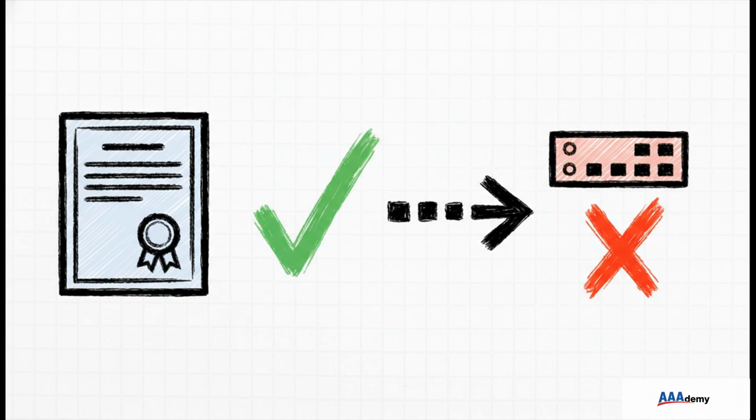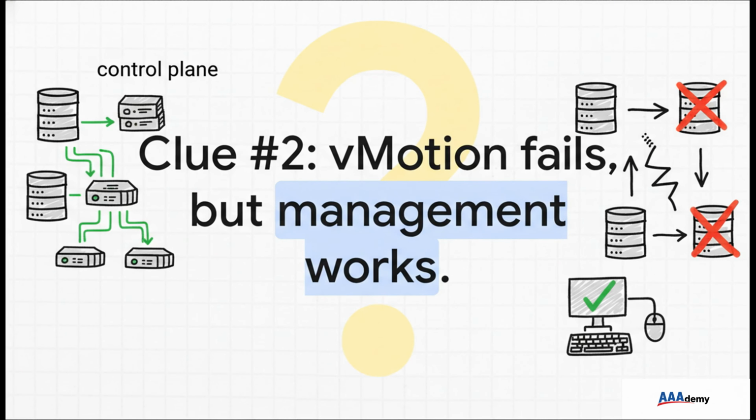Yes, exactly. You got it. Those keywords, certificate, handshake, not trusted, they are practically screaming at you that this is an identity and trust problem. You check the certs and their names long before you waste a single second checking network connectivity. All right, next case. The control plane seems totally fine. You can log in, you can see everything, but a very specific action, vMotion, just keeps failing over and over. Now, what does this pattern of evidence suggest to you?